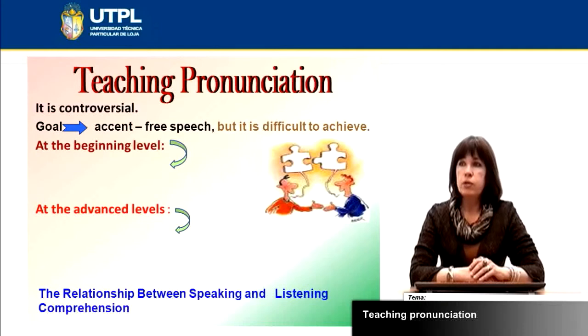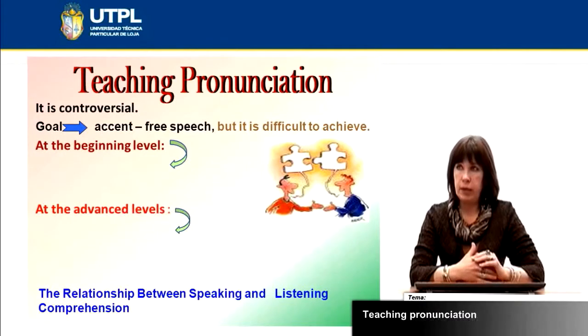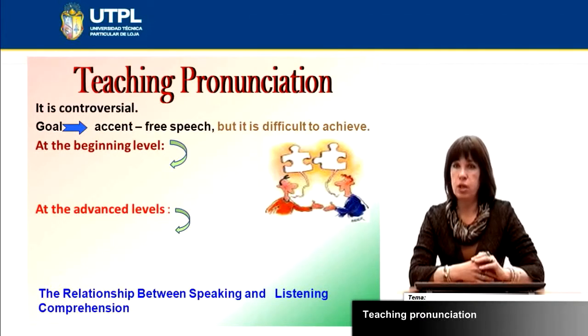Well, and we have to establish goals according to students' level, at the beginning level and advanced level. So at the beginning level, the main goal is for students to achieve understandable, clear and correct pronunciation of English sounds. And at the advanced level, the main goal would be for students to achieve correct intonation and some suprasegmental elements of pronunciation like pitch, tone, stress, etc.